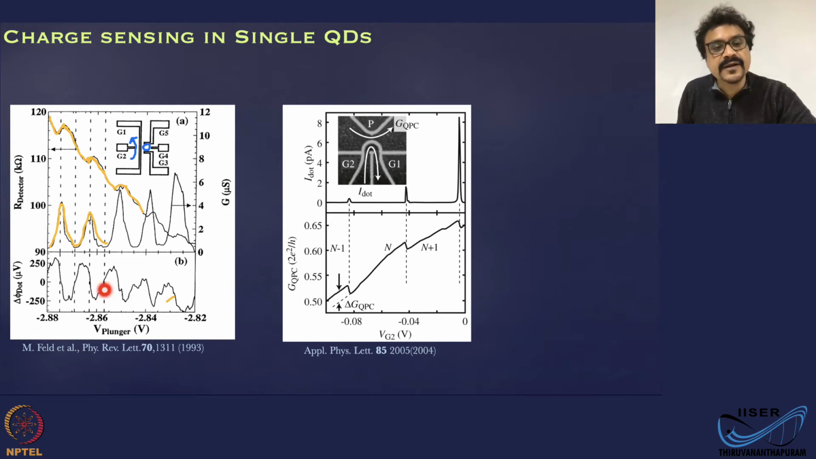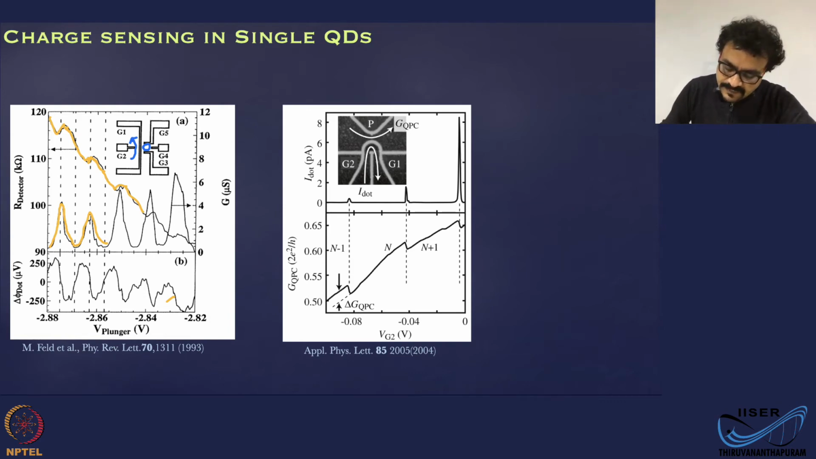And here there's a plot of the change in the dot potential extracted from the resistance change in the detector, the details of which we will not discuss now. So the point here is the Coulomb blockade oscillations here are felt by the current through the detector circuit, which is the quantum point contact. Okay, and this is the first report on the use of quantum point contact to sense charge motion in a single quantum dot.